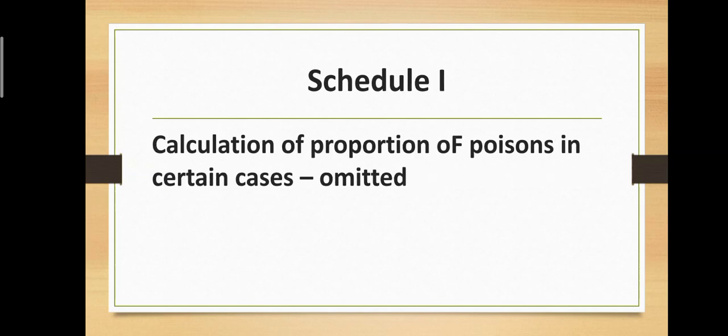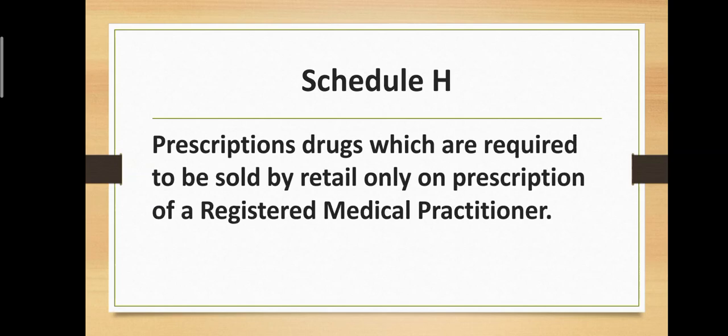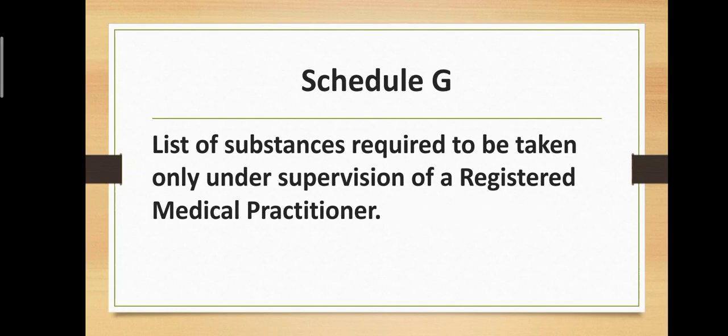Schedule I: calculation of proportion of poison in certain cases. Schedule H: prescription drugs which are required to be sold by retail only on prescription of a registered medical practitioner. Schedule G: list of substances required to be taken only under supervision of a registered medical practitioner.